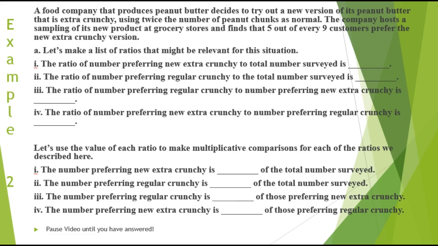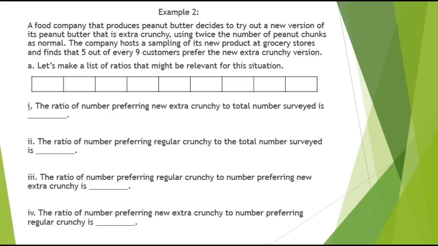Let's use the values of each ratio to make multiplicative comparisons for each of the ratios we described here. 1. The number preferring new extra crunchy is blank of the total number surveyed. 2. The number preferring regular crunchy is blank of the total number surveyed. 3. The number preferring regular crunchy is blank of those preferring new extra crunchy. And 4. The number preferring new extra crunchy is blank of those preferring regular crunchy. Pause the video until you have answered.